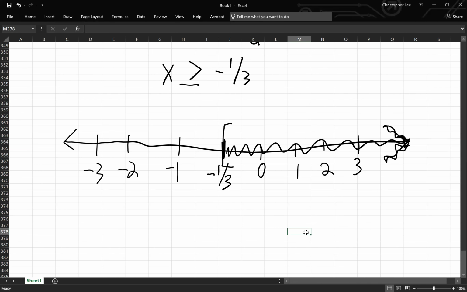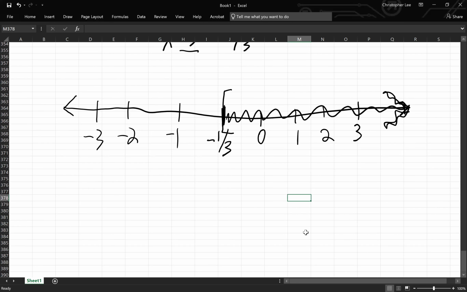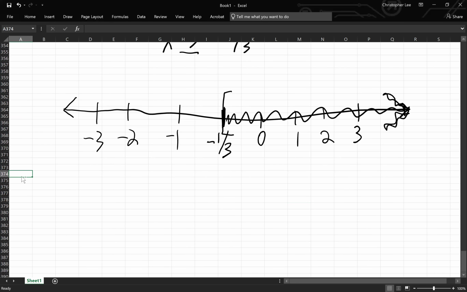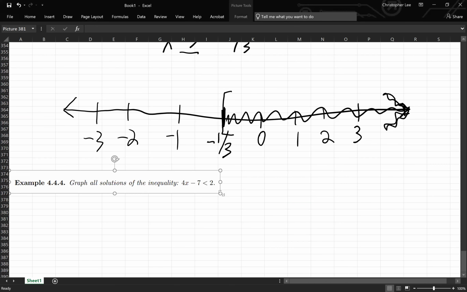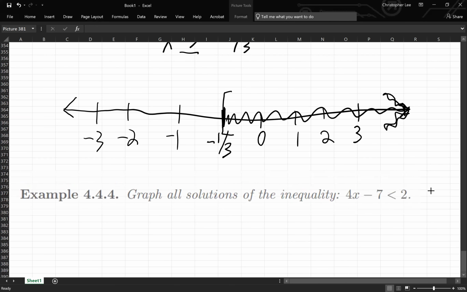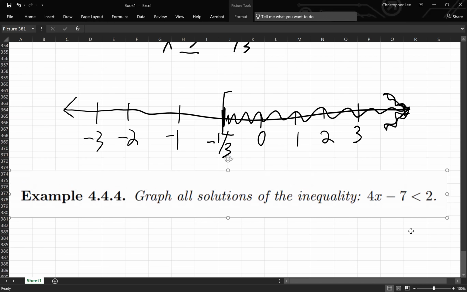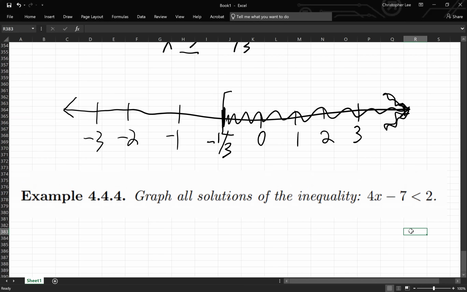So we good? All right, let's do another example. Go ahead, try that out. Same thing. X on one side, numbers on the other, graph the answer. That's it.